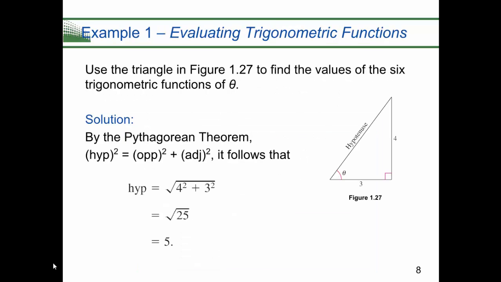Here's an example. We're given a triangle here that has 2 sides. It gives us 3. It gives us 4. We don't know the hypotenuse, but because it's a right triangle, we can use what we know about the Pythagorean theorem to find it. A squared plus b squared equals c squared, or the opposite squared plus the adjacent squared equals the hypotenuse squared. So the hypotenuse ends up being the square root of 4 squared plus 3 squared, which is equal to the square root of 25, or just 5. So we know this hypotenuse is 5. We cannot find all 6 trigonometric functions unless we know all 3 sides.